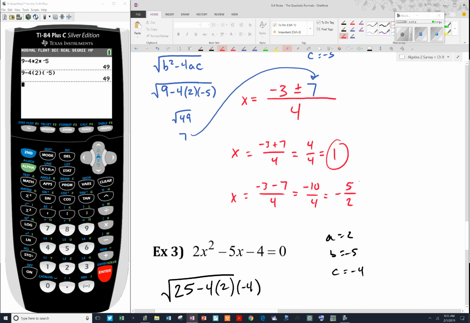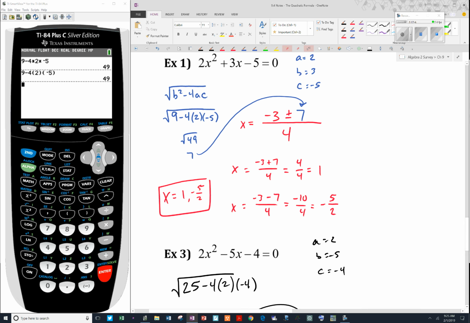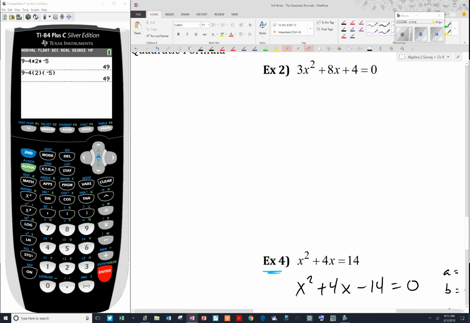You can just circle them like that if you want. If you want to write something separate that says what x equals, 1, negative 5 halves, that works too. But we got 2 answers there. Okay? Any questions on that at all? All right. Let us try example 2 here then.